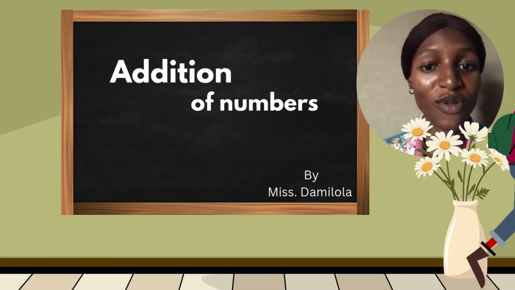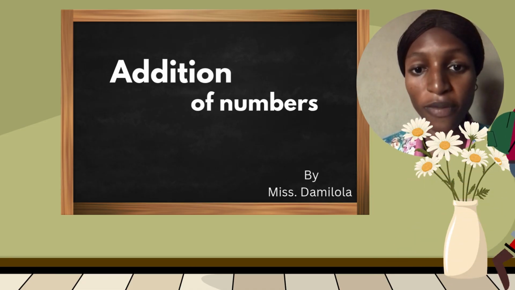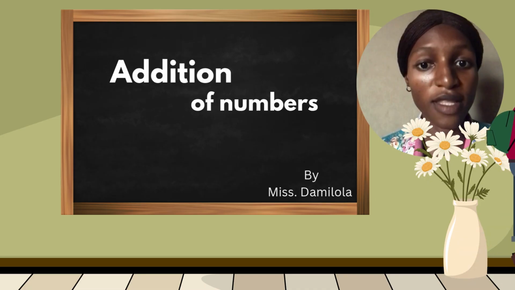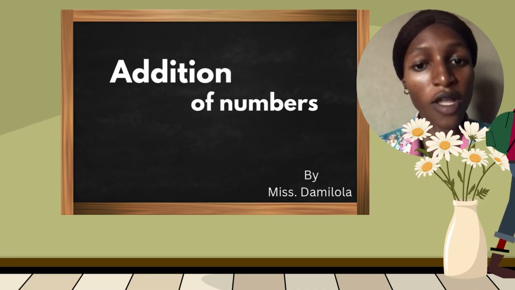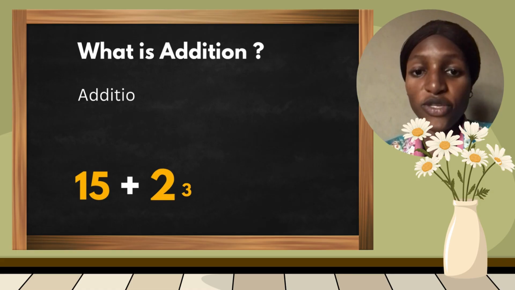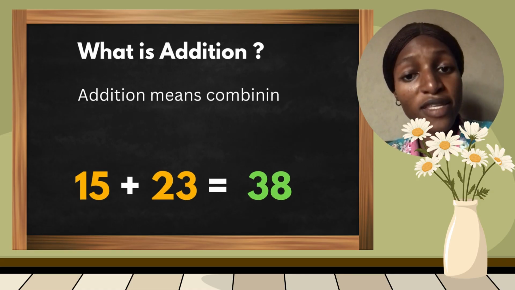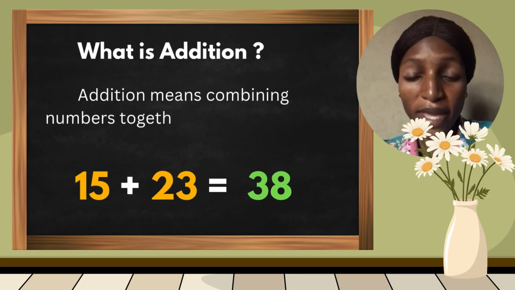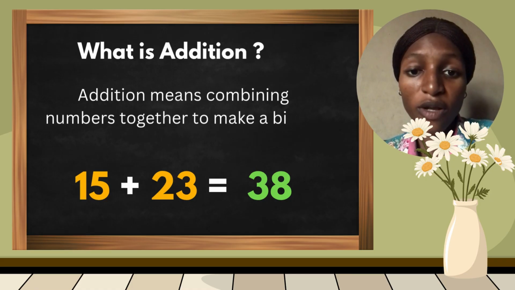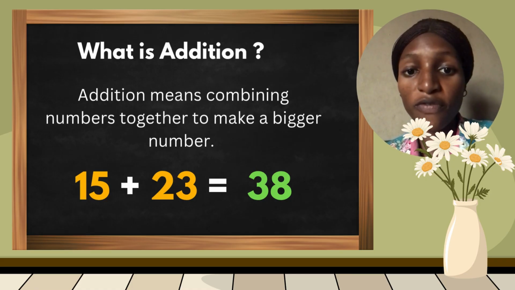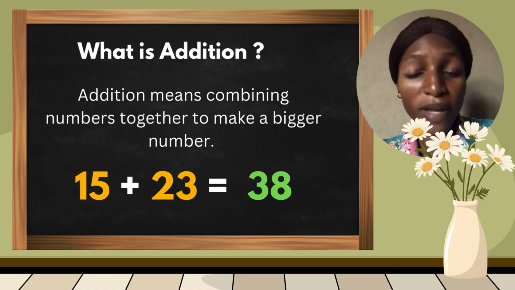Today we'll be looking at addition of numbers, and stay tuned because you will learn a lot about addition of numbers. What is addition? Addition means combining numbers together to form a bigger number. What is being combined? Look at the example. 15 plus 23 is being combined together to give you what? To give us 38, which is the bigger number.